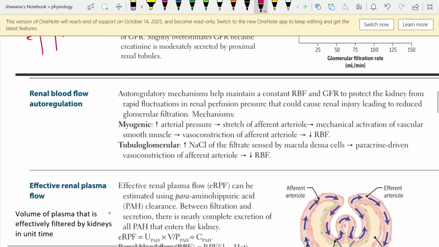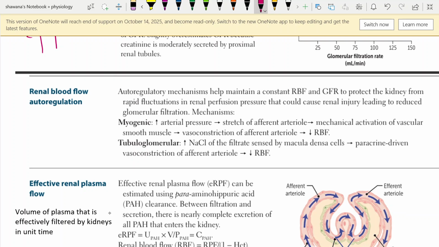So let's talk about renal blood flow autoregulation. What is autoregulation? In case of hypertension or hypotension, the blood flow towards the kidney increases or decreases respectively, and it alters the GFR accordingly. If there is high blood pressure, there would be high GFR, and if there is low blood pressure, there would be low GFR. But the kidney has autoregulatory mechanisms that prevent that from happening. First of all, the myogenic mechanism, and second, the tubulo-glomerular mechanism.